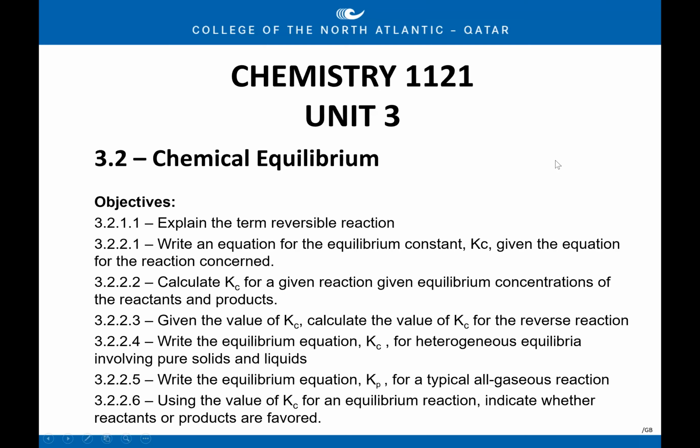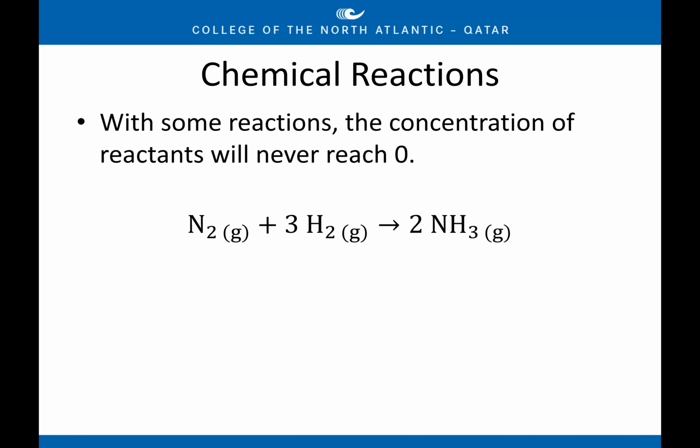Cool, here we go. So part three, I guess, in unit three is all about chemical equilibrium. This is actually a pretty cool concept because what you learned in first year chemistry, or the first unit of chemistry, is actually not technically true. Chemical reactions don't always go in the forward direction. So with some reactions, the concentration of the reactants never actually reaches zero.